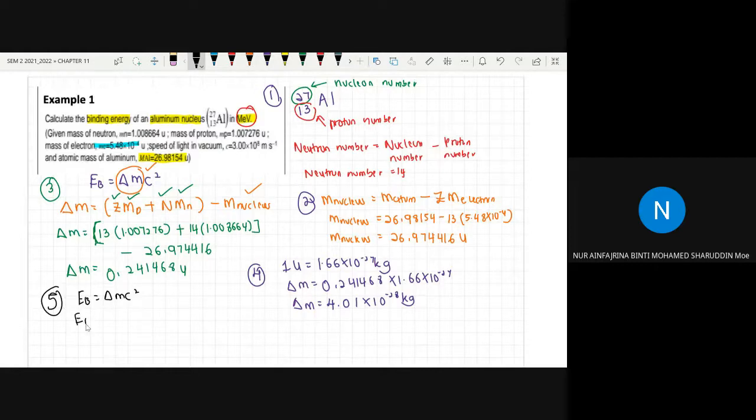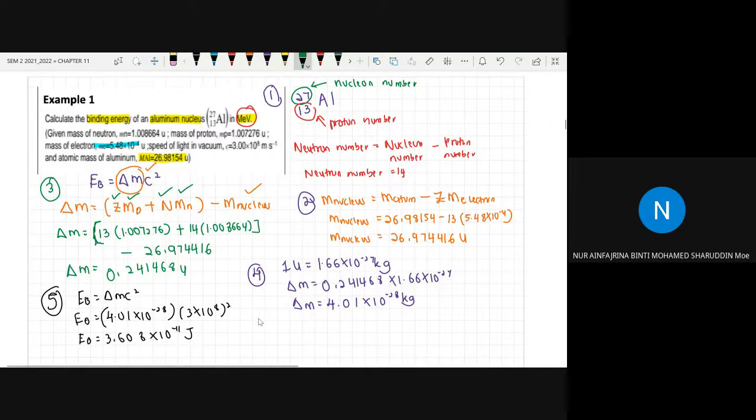So the binding energy: the mass defect will be 4.01 times 10 to the power of negative 28, and our c is 3 times 10 to the power of 8, squared. So you will get your binding energy of 3.608 times 10 to the power of negative 11 joule. Okay, now am I done?